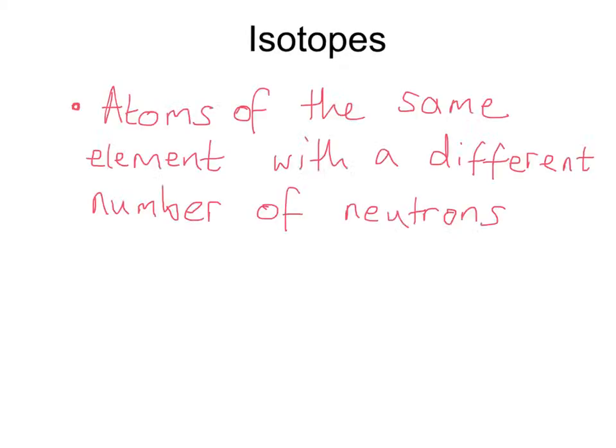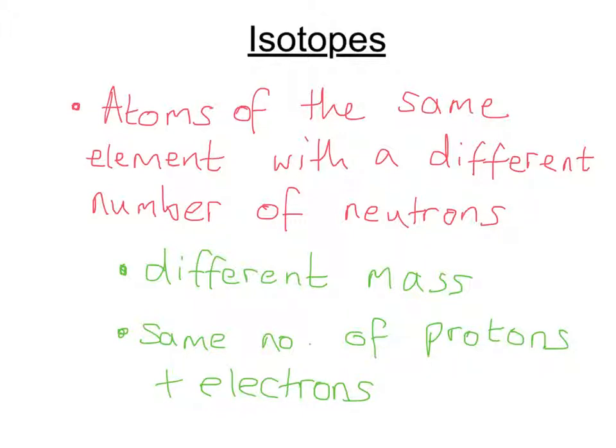Most elements are made up of a mixture of isotopes. So what is an isotope? An isotope is an atom of the same element with a different number of neutrons. We know that neutrons have a relative mass of 1, therefore isotopes of the same element have different masses. They still have the same number of protons and electrons, but they have a different number of neutrons in the nucleus. In Greek, isotope means at the same place. The word isotope is used for different atoms of the same element that occupy the same position in the periodic table.